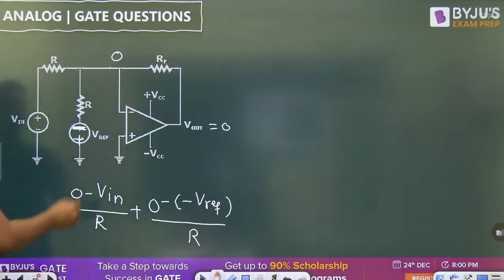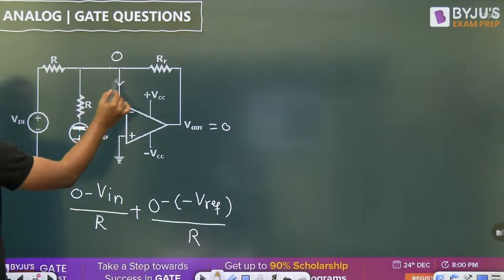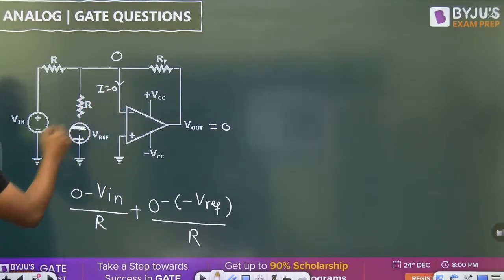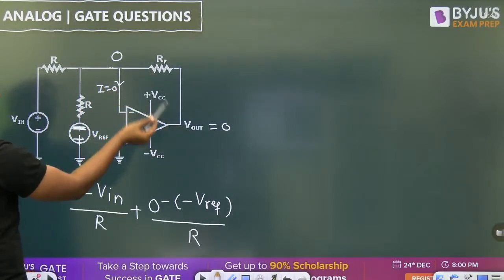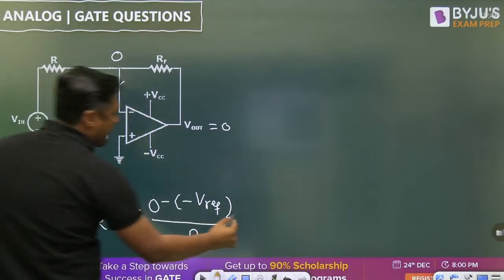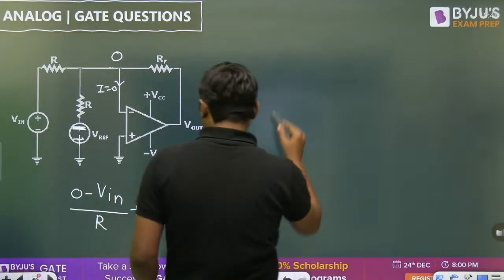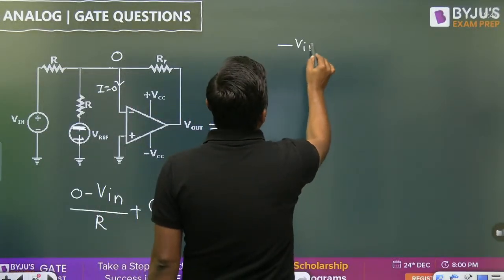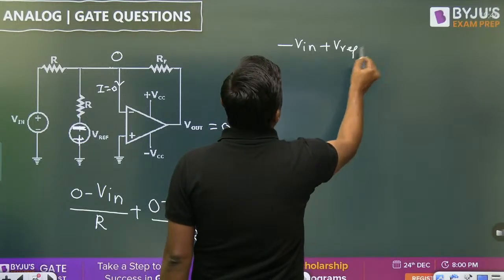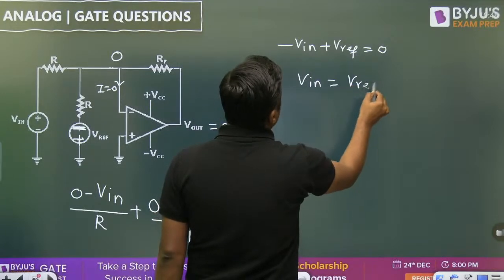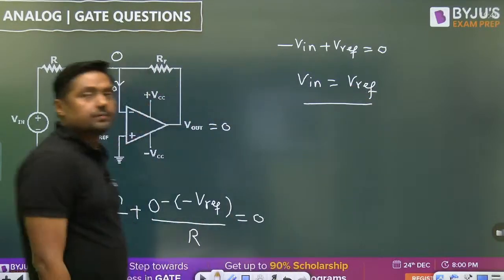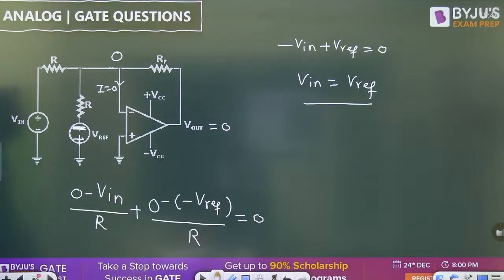upon R. Right, what is the current entering into the operational amplifier? 0, because it is the ideal operational amplifier. What is the current here? 0. 0 minus 0 by RF is what? 0. No need to write it. R will become 0. Minus V in plus V reference is equal to 0. So what is the relation? V in is equal to V reference. One line question.